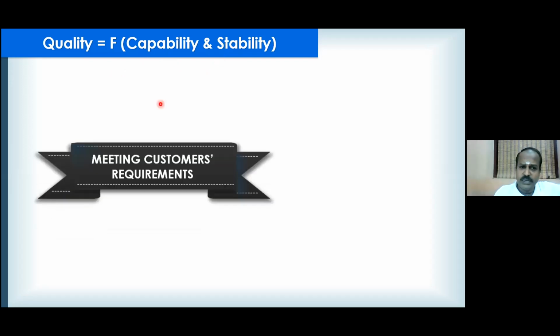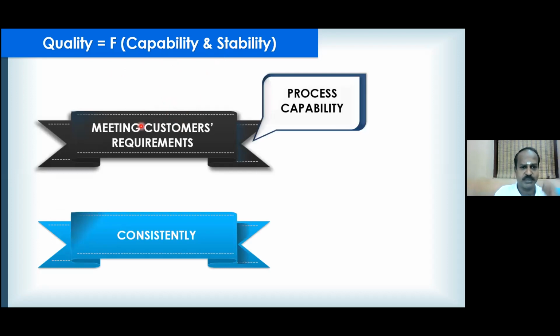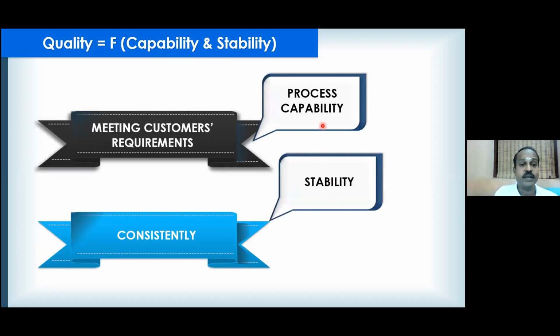So I am breaking the quality definition down into two parts. The first part is meeting customer requirement. The ability to meet customer requirement is called process capability. And doing it consistently, that is called stability. No stability, no capability. Having a problem in stability, don't talk about capability, right? I can also give you one more example.